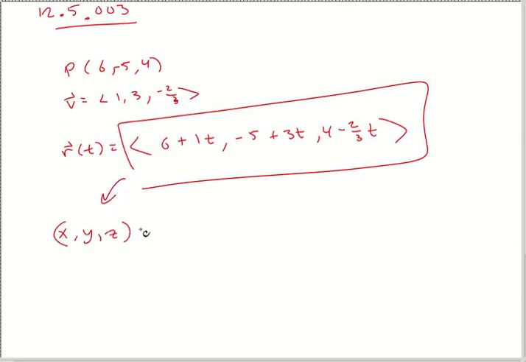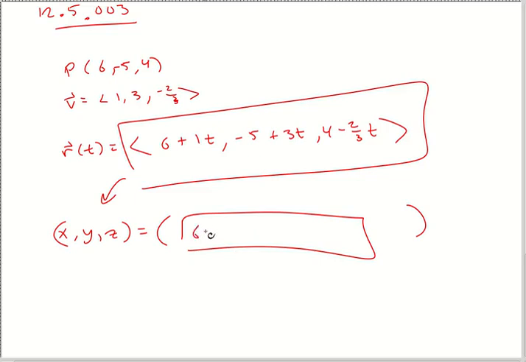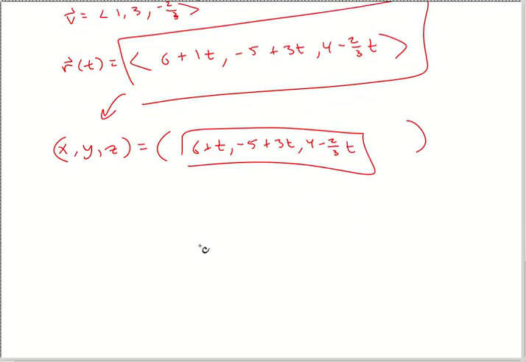I guess kind of like in a point form, kind of. But really, it is literally the same answer. So let me just show you. 6 plus t, comma, -5 plus 3t, comma, and then 4 minus 2/3 t. Same thing, nothing changes. Next question.